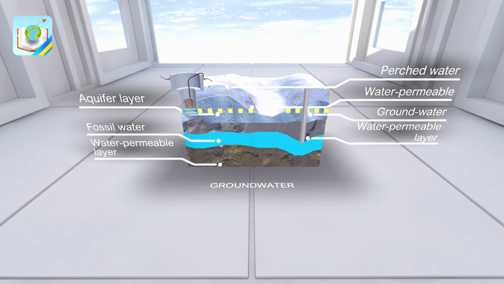Like surface water, groundwater can be in the form of water vapor, liquid, or ice. According to the conditions of occurrence, underground waters are divided into perched water, groundwater, and fossil water. Click on the layer about which you want to learn more.